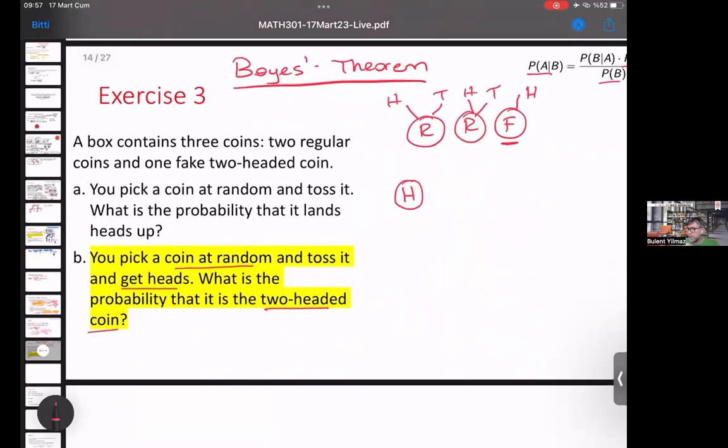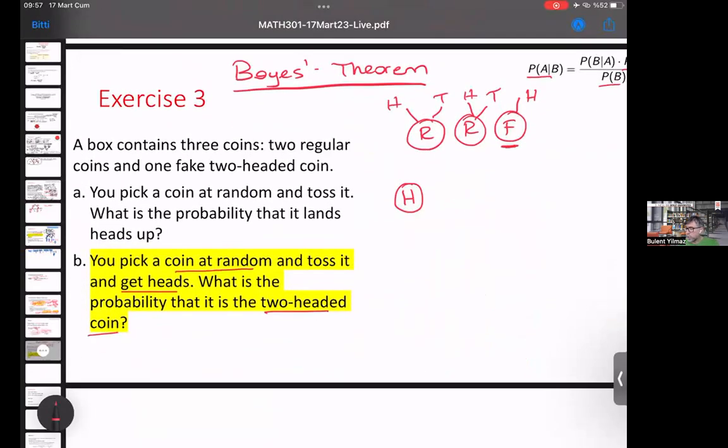So what is being asked here? I have two coins, regular coins, and one fake coin. Regular coins have heads and tails, but the fake coin has only heads. We pick a coin at random and toss it and get heads. Okay, we know that it is heads. What's the probability that it is the two-headed coin?